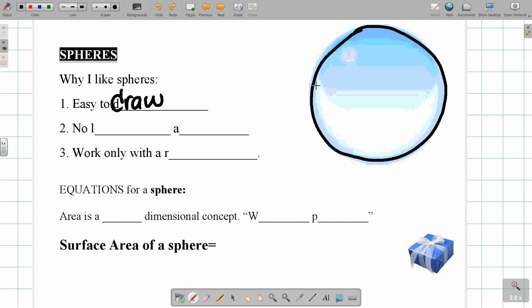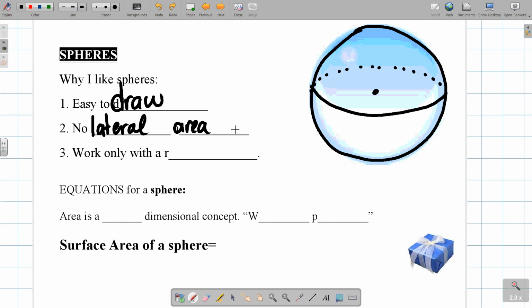And then think of it like an equator. You draw solid going one direction, dotted going the back side to represent depth, and put a center, and behold, in geometry, that's going to qualify as a sphere. So they're easy to draw. There's no lateral area. There's no labels. It's also really nice about a sphere, you only need one single measurement. Just one, folks, and that is the radius.